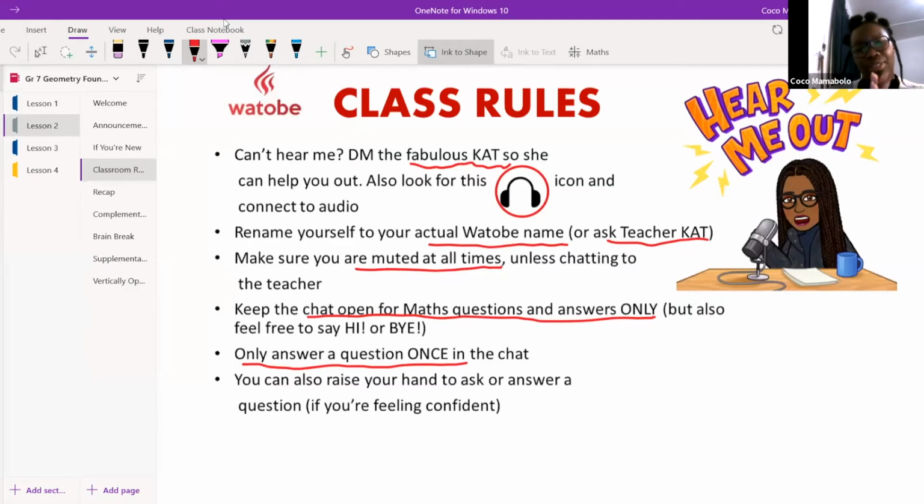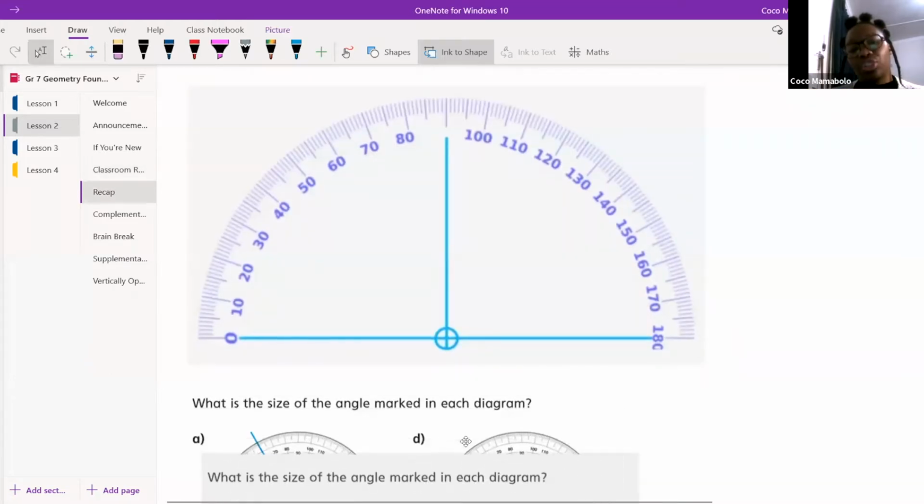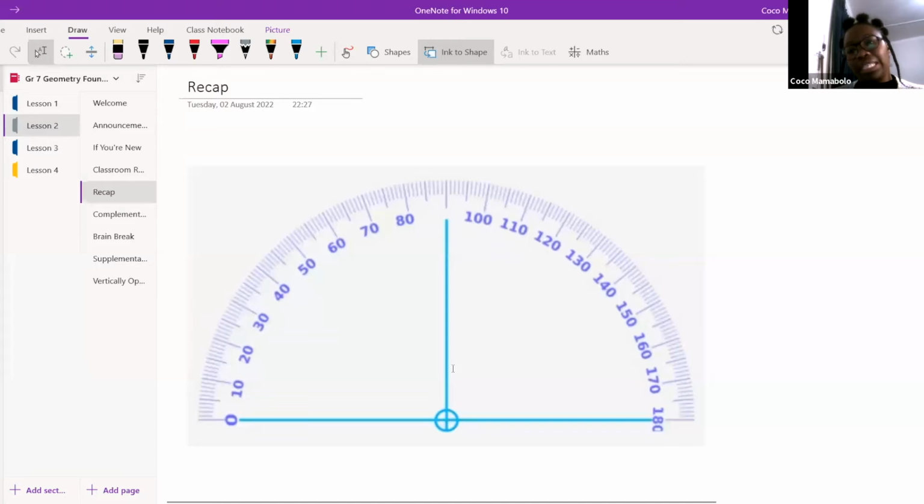We're going to jump into something new. And like we said, the chat is going to be for answers and questions only from today. From this point on, we're only going to be looking at maths answers and questions. We are going to be looking at using a protractor. So if any of you have a protractor, go to your mathematical sets and get your protractors out, because we're going to be learning how to measure angles.